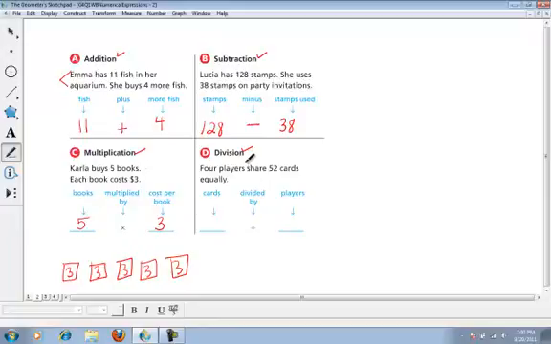Now let's look at the last one. 4 players share 52 cards equally. Now when I'm imagining this, I'm thinking of 4 players, 4 people and each circle is going to represent a player. And I'm imagining all of 52 cards being split evenly between those 4 players.